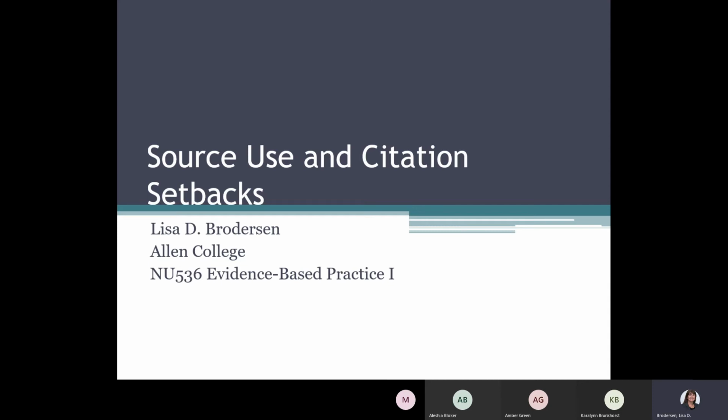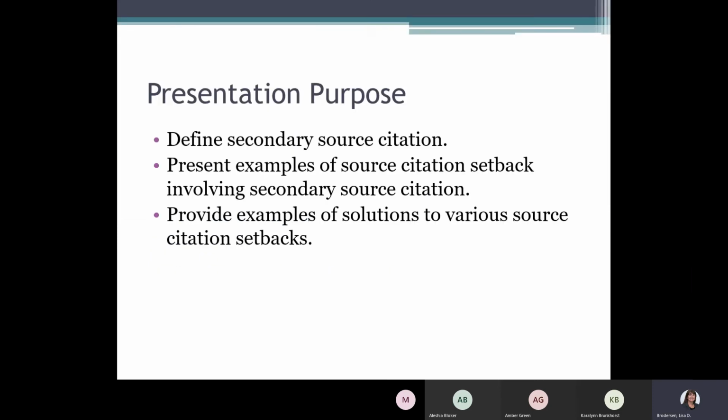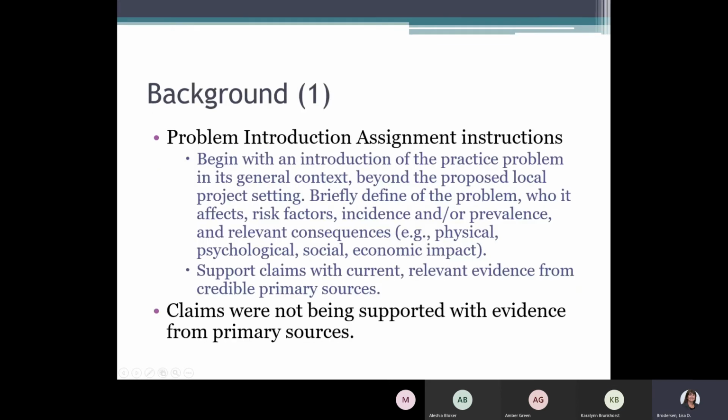Because of the problems, well, actually, before I get ahead of myself, in this presentation I just wanted to go over secondary source citation, present some examples of source citation setbacks that are related to secondary source citation, and give you some examples of solutions. The background being the problem introduction assignment for this course.